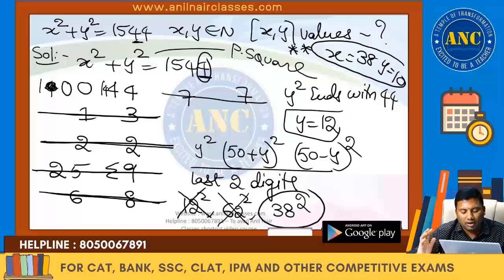Y value is 12. 12 square. 50 plus 12 square, 50 minus 12 square. 50 minus 12 is 38, 38 square is 1444. Remaining x square is 100. So the x value will be 10.